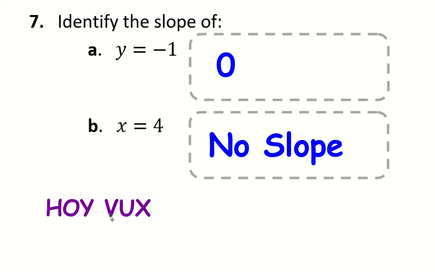Okay? So vertical lines, I'll just repeat a couple things here. Vertical lines have equations that only have an x variable, and the slopes are undefined. So if you would have written undefined here, perfectly correct. If you would have written no slope like I did, obviously correct. You also could have written slope doesn't exist, or does not exist. So you got to remember which is which. Okay? Hoivux.